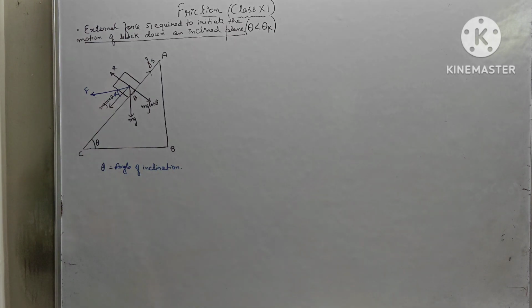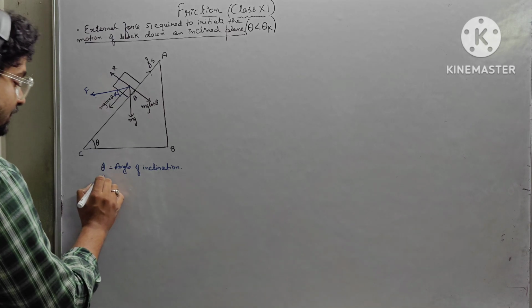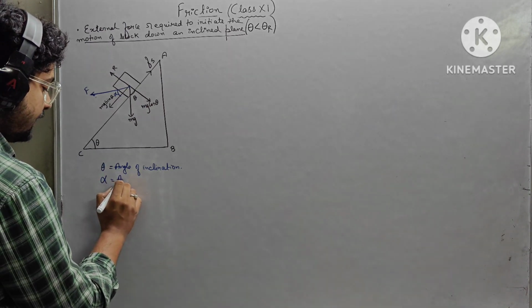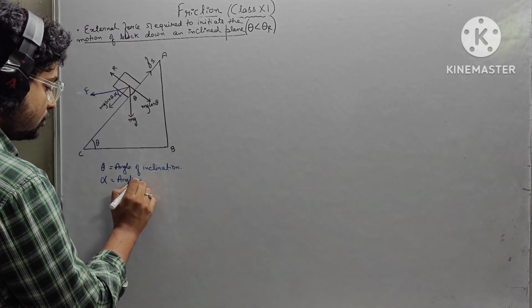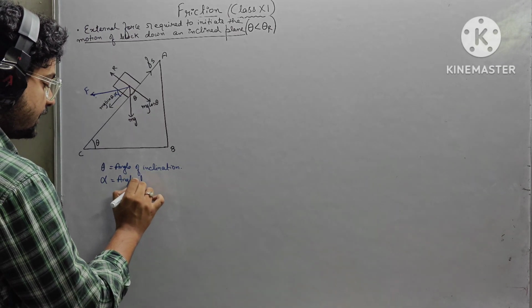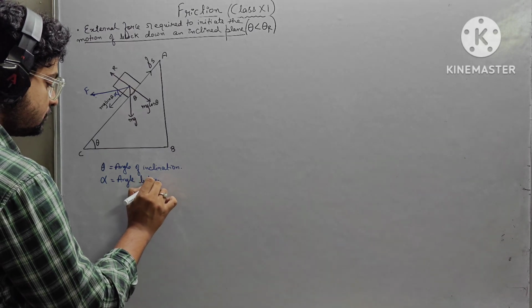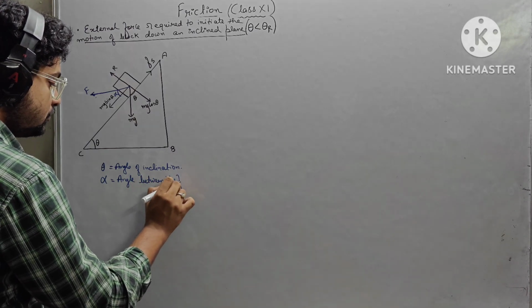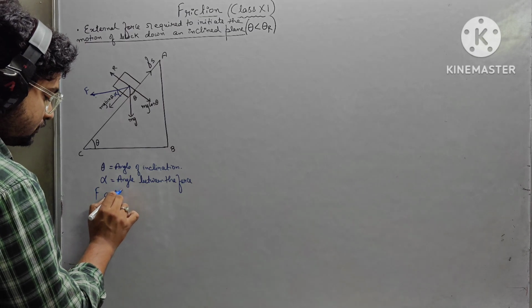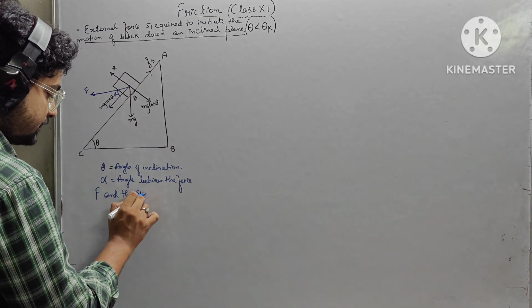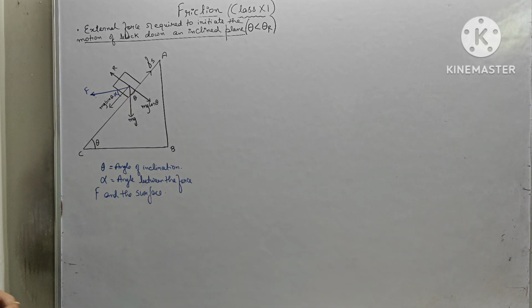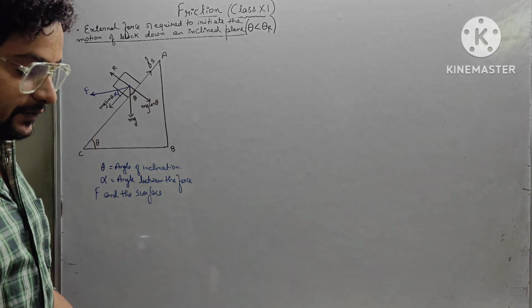Theta is equal to the angle of inclination, and alpha is equal to the angle between the force F and the surface. Okay, alpha equals the angle between the force and the surface.